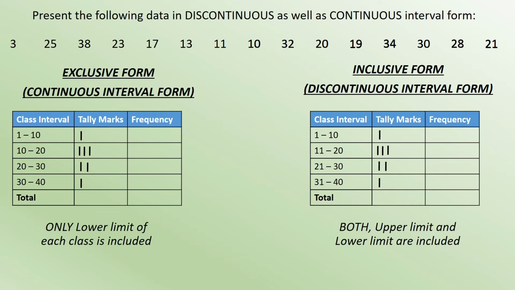Whereas inclusive form, you don't have to worry about such numbers, as we are including both the limits, upper and lower limits, and 10 is appearing only one time in the class intervals. For number 10, you see for exclusive form 10 belongs to the class interval 10 to 20, where 10 is the lower limit, and in inclusive form it belongs to the class interval 1 to 10.